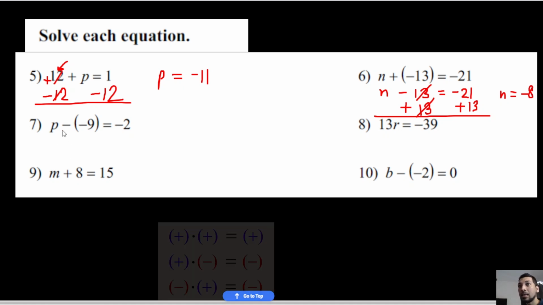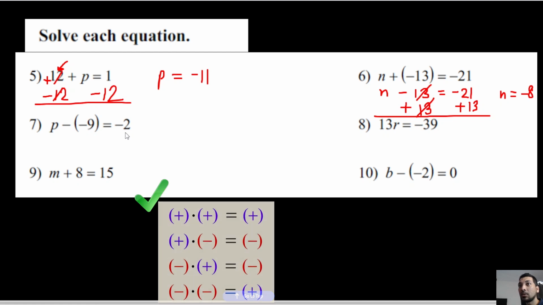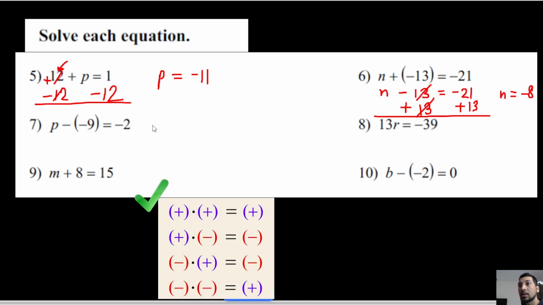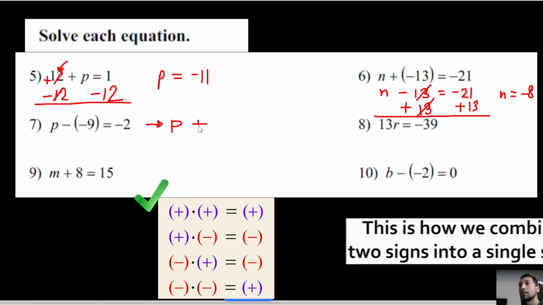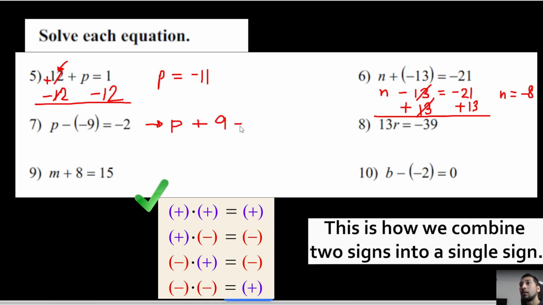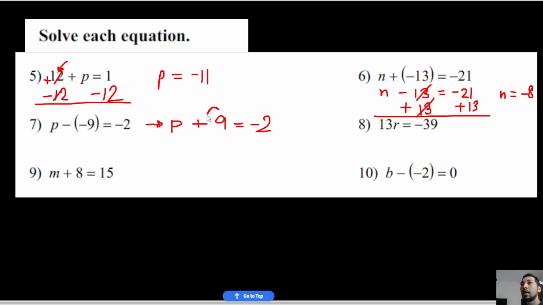Number 7, we apply the same strategy. We have p minus, within parentheses, negative 9 equals negative 2. So you can combine these two signs together. So you can write it as minus and negative sign would be a plus. So p plus 9 equals negative 2. Now we see the sign in front of 9 is plus. So we need to do minus 9 to cancel this 9. And we subtract 9 from both sides. We get p equals negative 2 minus 9 is negative 11.